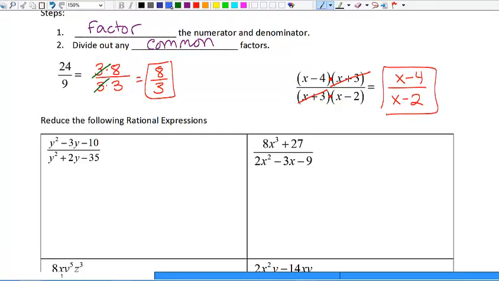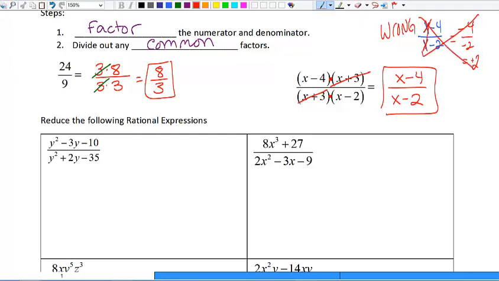Let me just remind you of a common student mistake. Some students will take x minus 4 over x minus 2, and then they'll say, oh look, this x right here and this x right here, they're common factors. Let's divide them out and then just get negative 4 over negative 2, and then usually they'll even reduce it again to get positive 2. This is wrong, okay? Wrong, wrong, wrong.